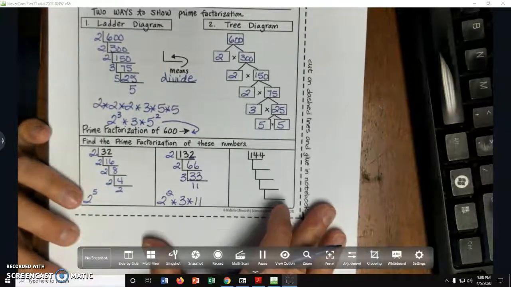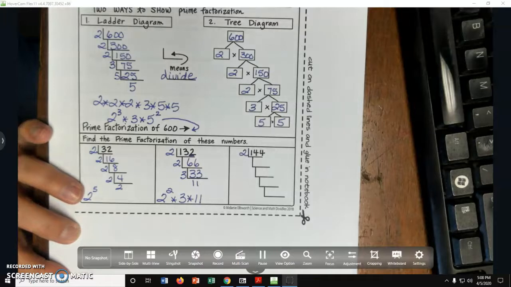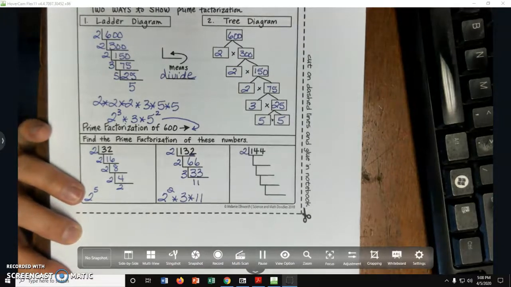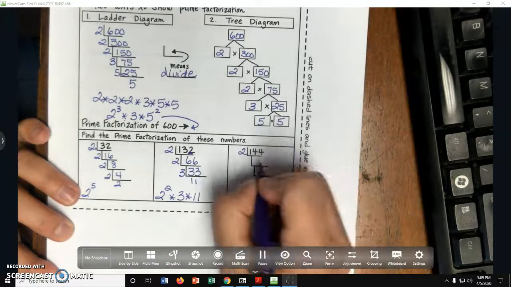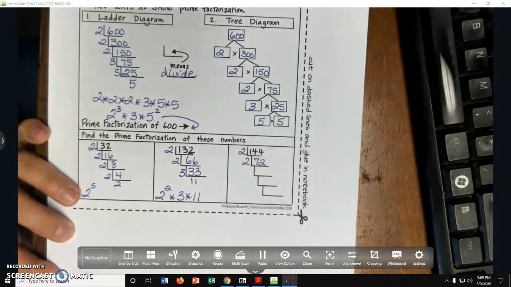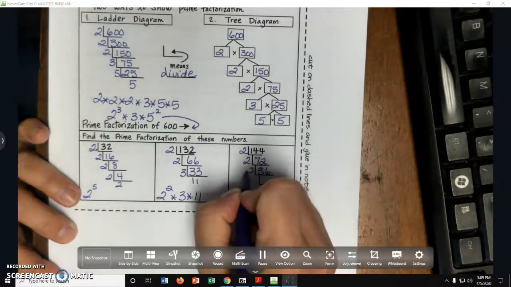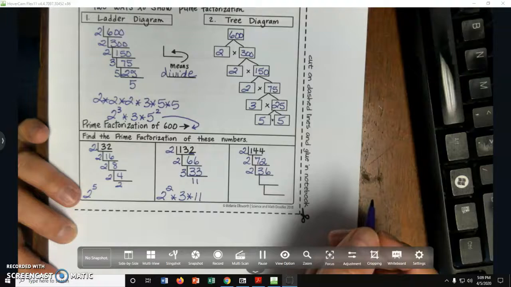All right, next, 144. Is 144 divisible by 2? Yes, because it is even. All right, so half of 144 is 72. Is 72 divisible by 2? Yes, because it is even. Half of 72 is 36. Is 36 divisible by 2? Yes, because it is even.